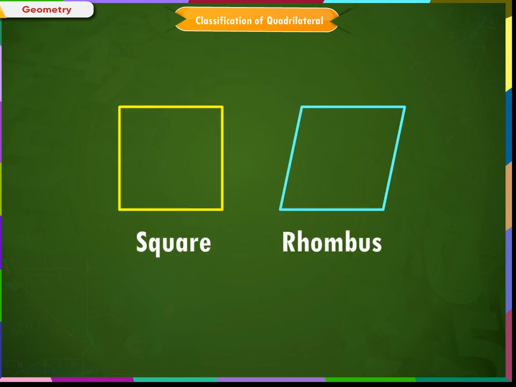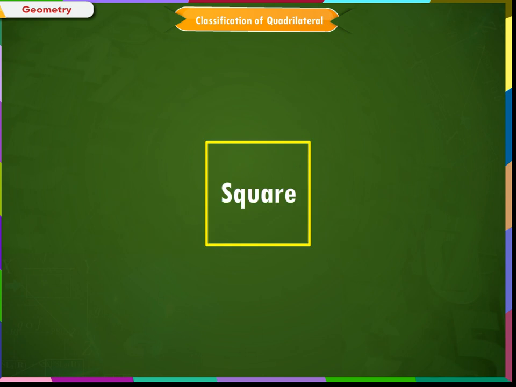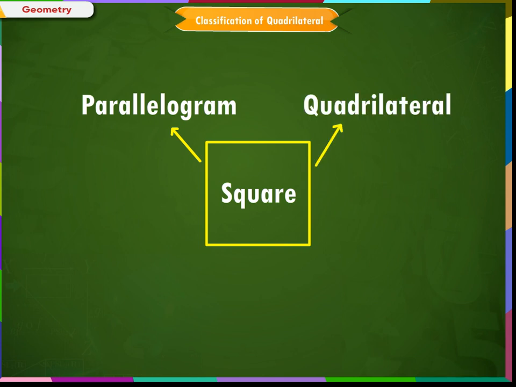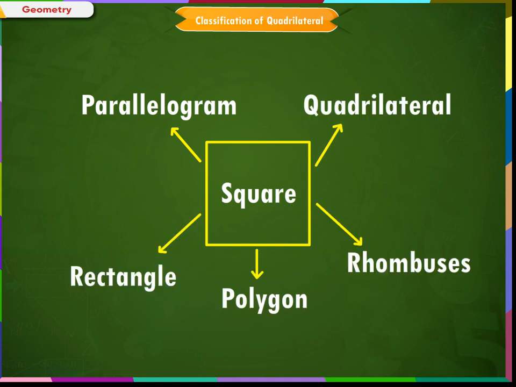Rhombus and square are also parallelograms, but they have a special type of equal sides. A square is a special type of parallelogram and a special type of rectangle. Sometimes we think that a square is only a square, which is a wrong notion. Squares are also parallelograms, quadrilaterals, rectangles, polygons and rhombuses.